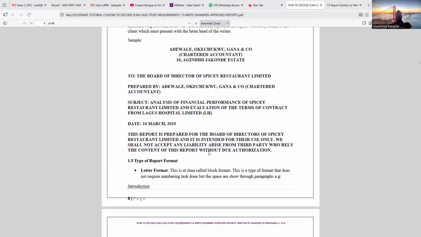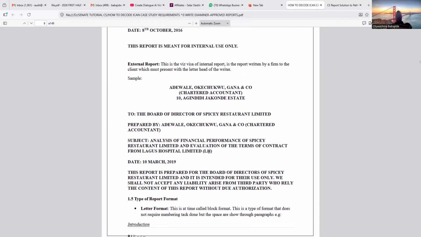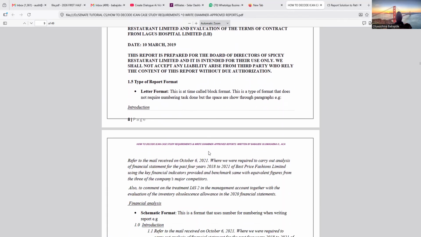Another thing you need from internal and external is that the language you use must be formal. Very important. Then the type of report format. Which format will I use in writing my report? Some students usually ask. We have two types of format, and both are relevant in your report, but you must focus on one when you want to write your report.